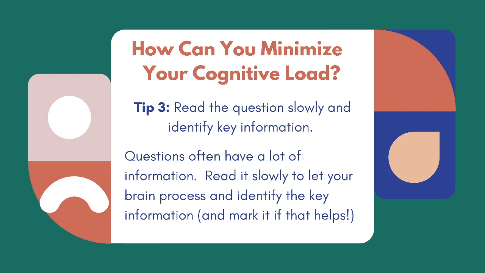Read the question slowly, identify the key information, and move on. That is my third tip. You want to make things as simple as possible. Also, with the new software, if this is something that is helpful for you, you can highlight key information. You can strike through. So that might be a way for you to knock out information that is not relevant to help you break down that question and pull out the key points of information.